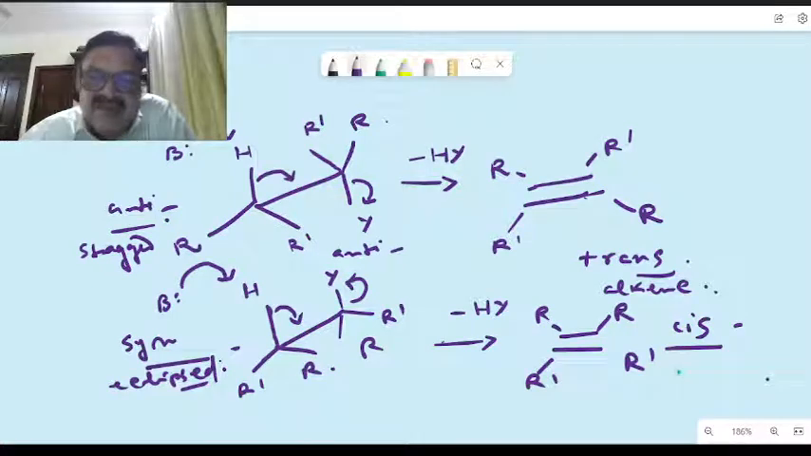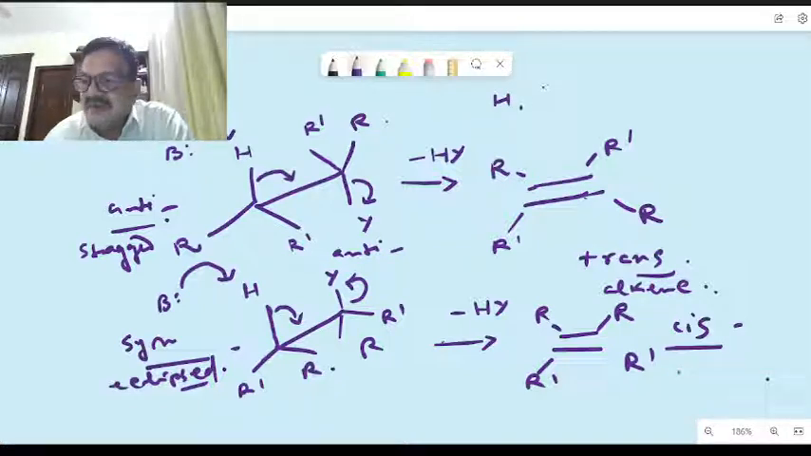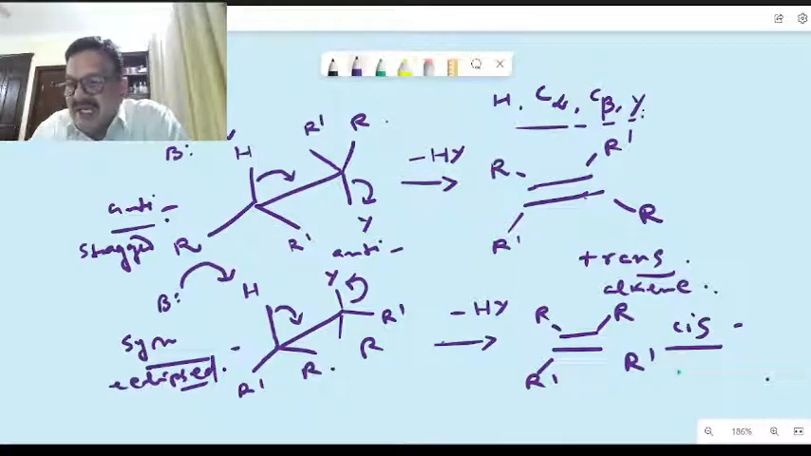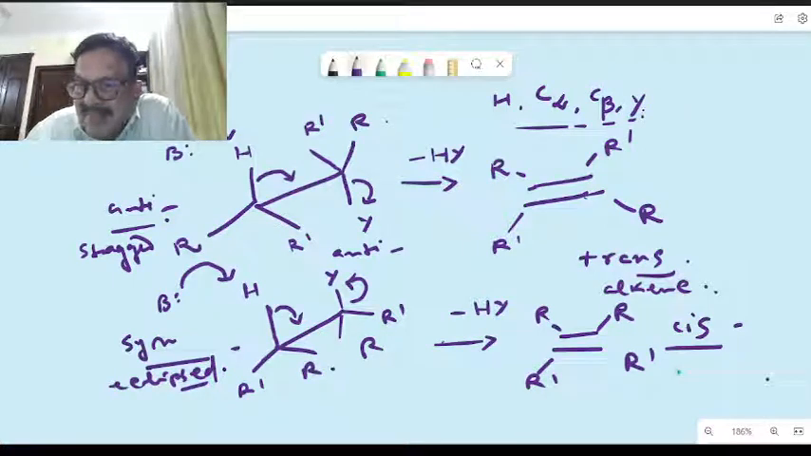That is, if the elimination is taking place, say, from a conformation in which we have, how many atoms here? We have this hydrogen, then we have the alpha carbon, then we have the beta carbon, then we have this leaving group. Say leaving group here, in this case I have written Y here. So these are the 4 atoms here. Okay, they are all in the same plane. Correct? That is elimination taking place from a conformation in which the hydrogen, the alpha carbon, the beta carbon, and the leaving group are all in the same plane.